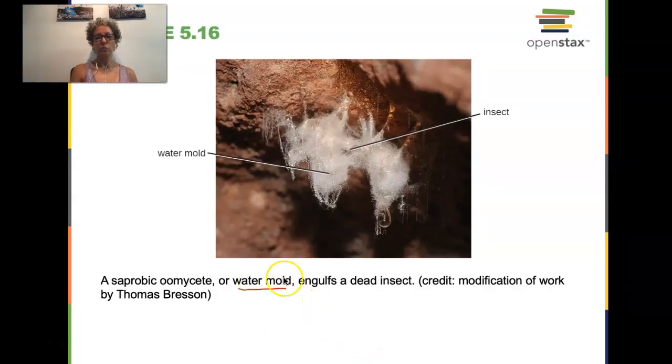This is a water mold. These are all eukaryotes. Water mold because the fuzzy hyphae, the structures of the mold, trap fluid and make it watery looking, and it has engulfed a dead insect so that it can extract the nutrients that are left in the shell of that insect.